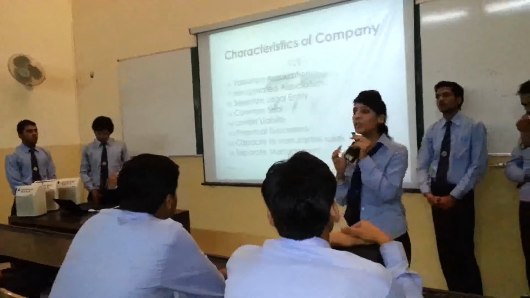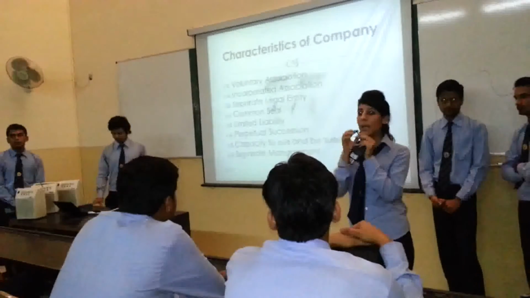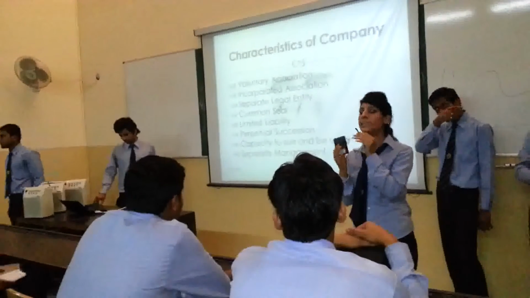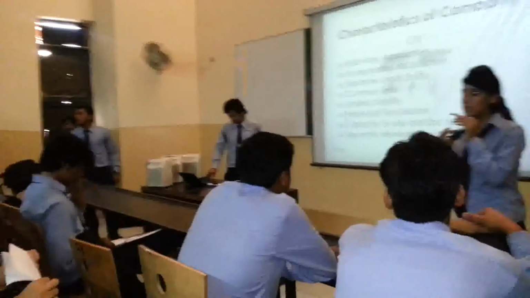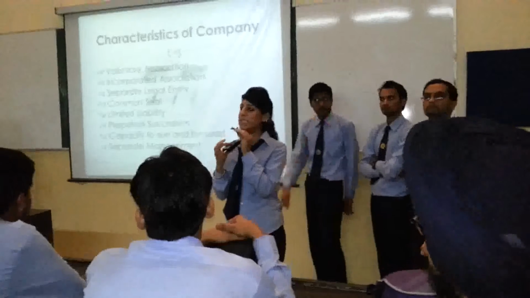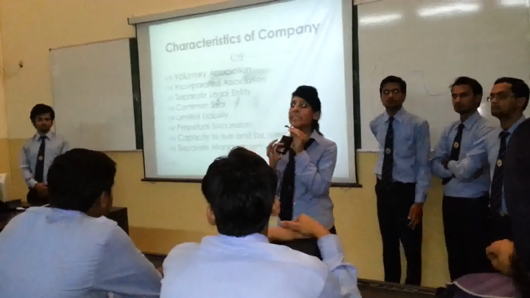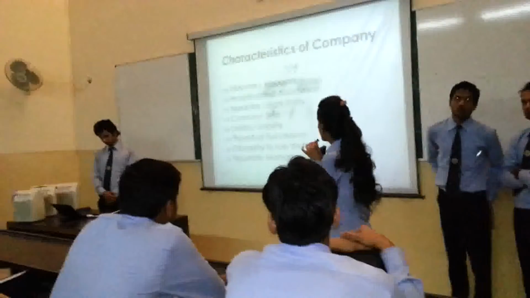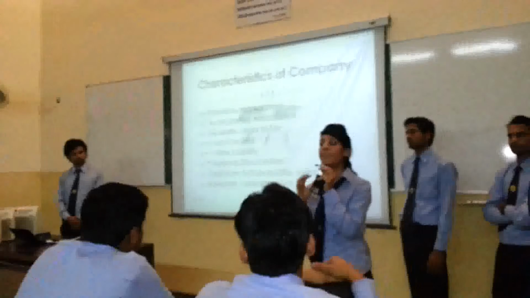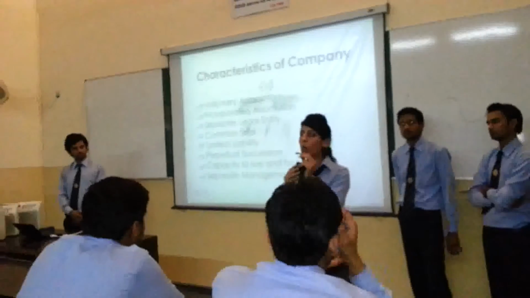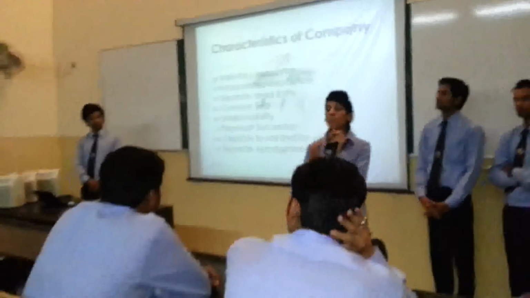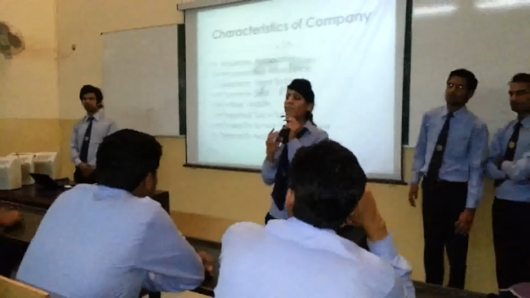Limited liability: in case of a company, the liability is limited. Liability refers to anything which the company owes to an outsider. Limited liability means if in case of losses the company is not able to repay its debts, then its personal property will not be seized, its business property will be seized. Perpetual succession defines the concept of ongoing: the company moves on and on despite the fact that even if the owner dies.